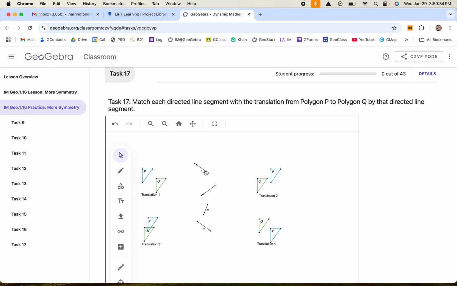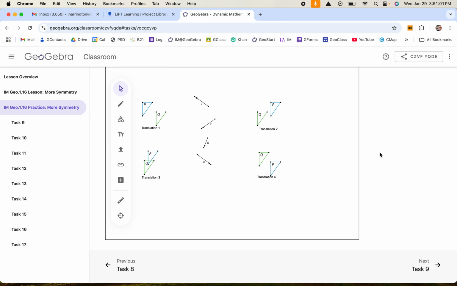There we go. So you're going to grab each one of these and put them where they belong, whether they go with this one, this one, this one, or that one. Okay. You're just going to move them around until you've matched these guys, these vectors, up with the appropriate translation. And that's it.